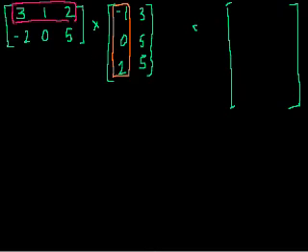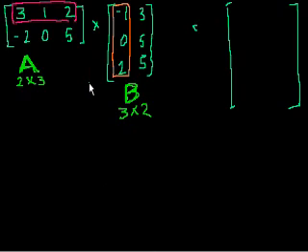So what kind of a matrix is this? Let's call this matrix A, and what are its dimensions? It has 2 rows, 1, 2, and 3 columns, 1, 2, 3. So it's a 2 by 3 matrix, and we're multiplying it times B. And what are B's dimensions? Well, it has 3 rows, 1, 2, 3. So it's a 3 by, and how many columns does it have? 1, 2. A 3 by 2 matrix.